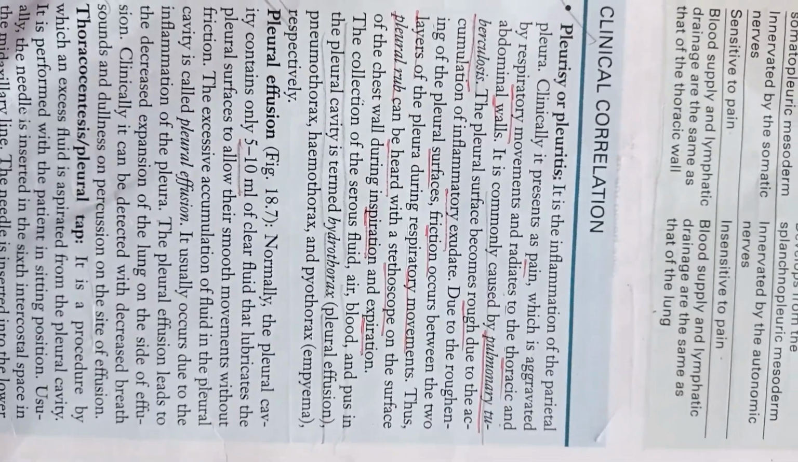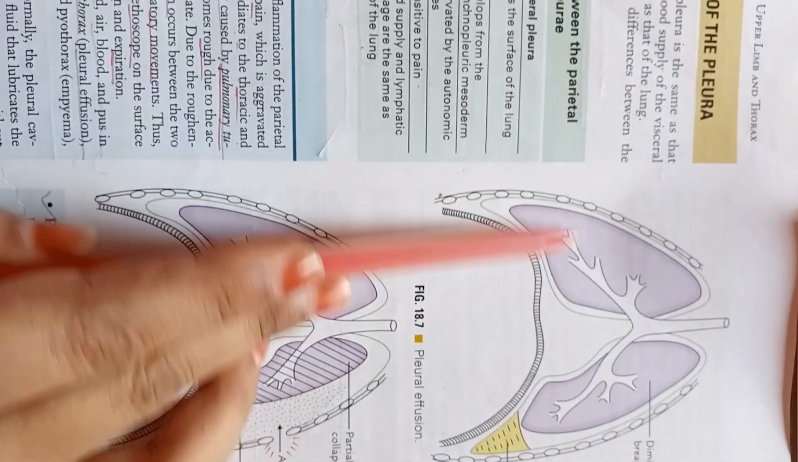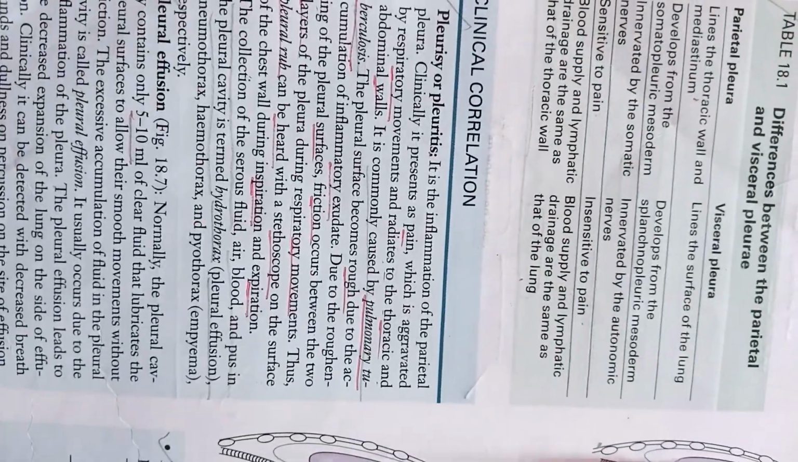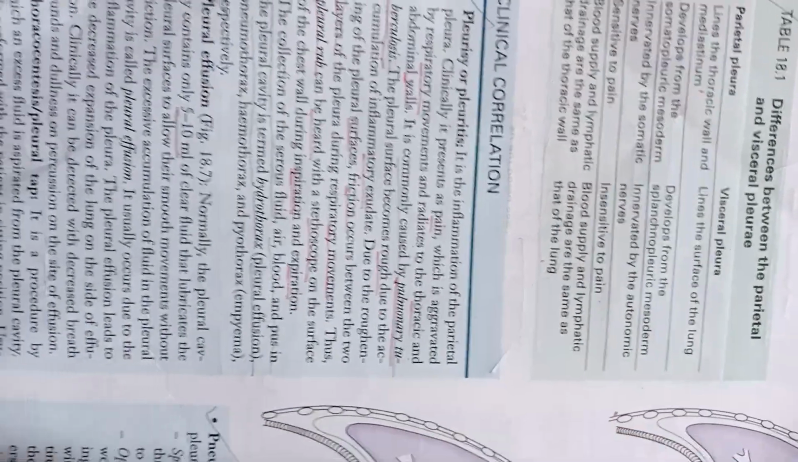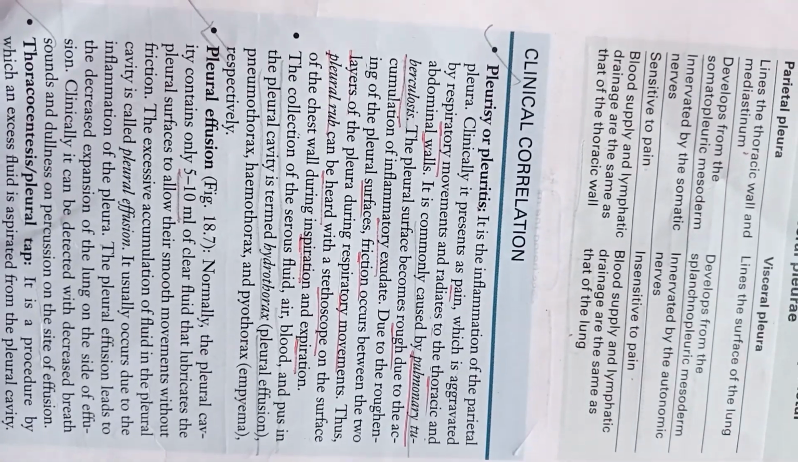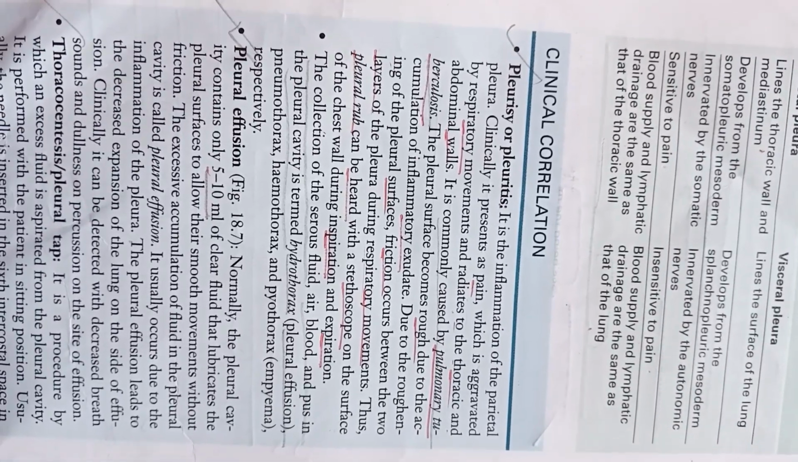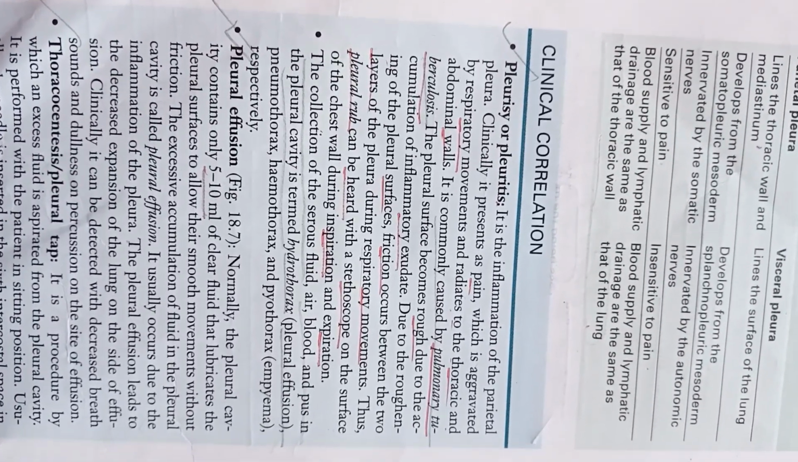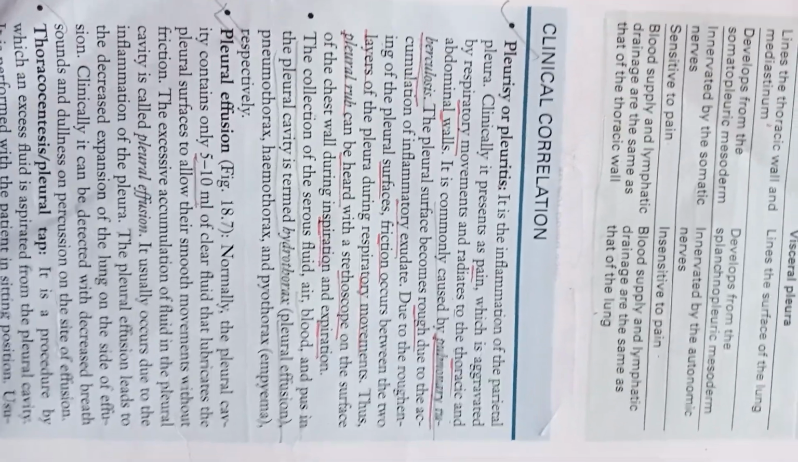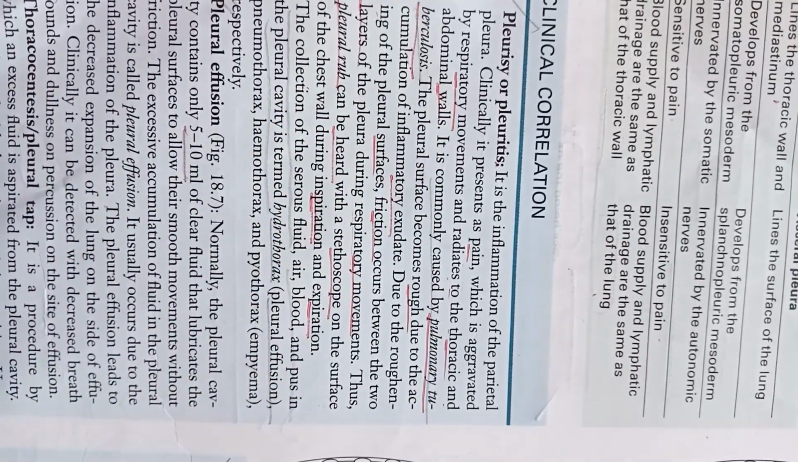Why? Because we know the costal pleura is supplied by the intercostal nerve, and the peripheral part of the diaphragmatic pleura is also supplied by the intercostal nerve. So as there is inflammation in the parietal pleura, and the intercostal nerve supplies the thoracic wall and also a few portions of the abdominal wall, the pain radiates to the abdominal wall and the thoracic wall.